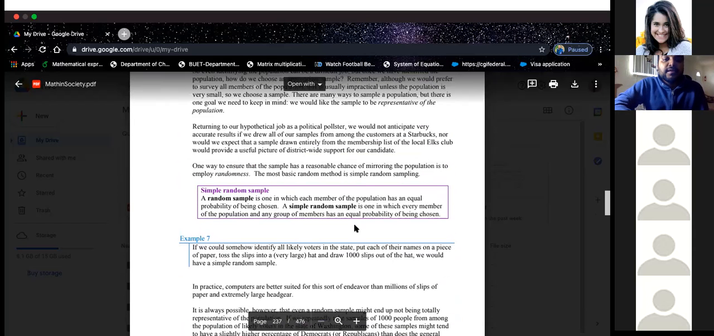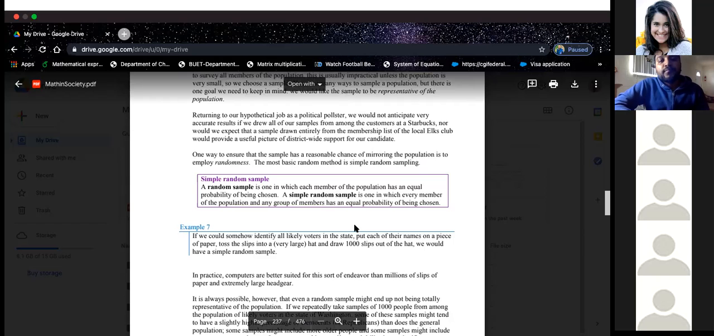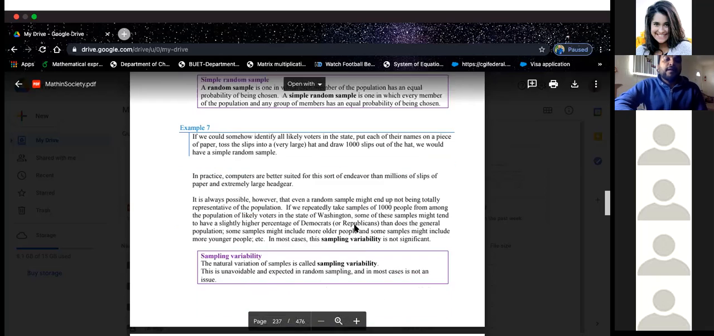And example 7, try to see what they have done in example 7. We'll definitely discuss it next time as well, but if you read it before we meet, it will make more sense when I discuss it, okay?